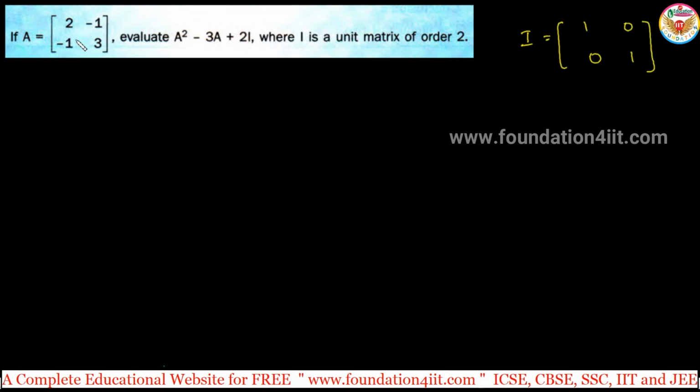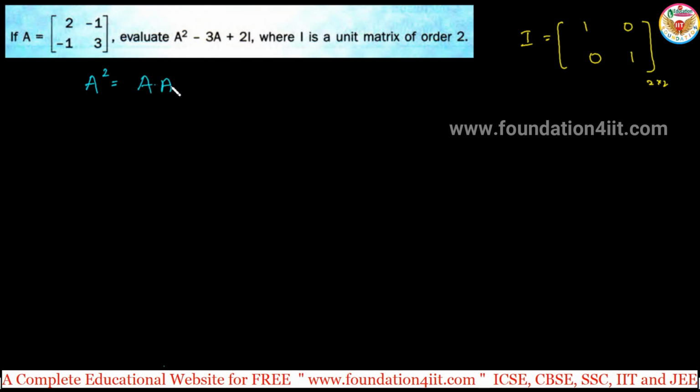The given matrix is 2 rows, 2 columns. You take the identity matrix 2 by 2, also 2 rows, 2 columns only. We have to evaluate A square minus 3A plus 2I. A square means matrix A should be multiplied again by A, so A square is A into A. Remember, for 3A, 3 should multiply with every element in A.